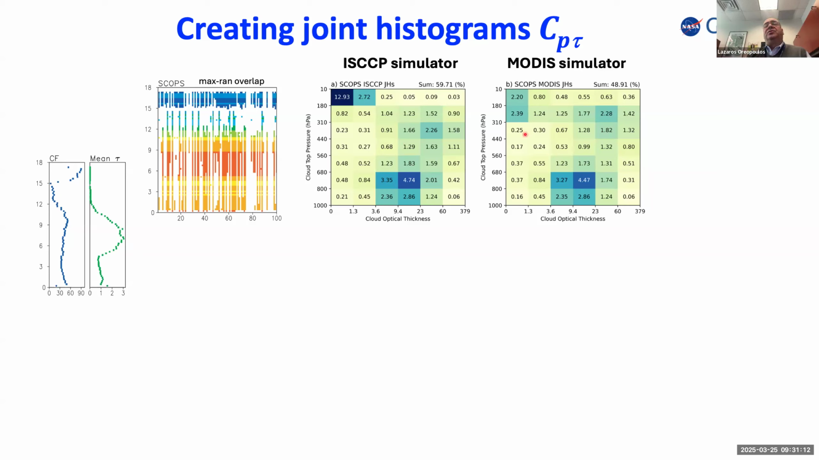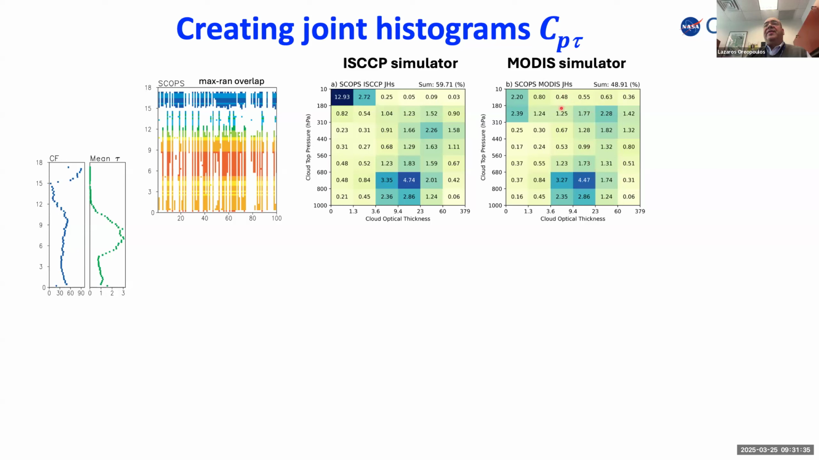And now you have 2 choices, right? You have the ESCAPE simulator and you have the MODIS simulator. And you're going to see that the joint histograms you generate are quite different. You have a lot of high thin clouds as in the ESCAPE observation. So I guess this is by design, which you don't have in the MODIS simulator. The low clouds are pretty similar.